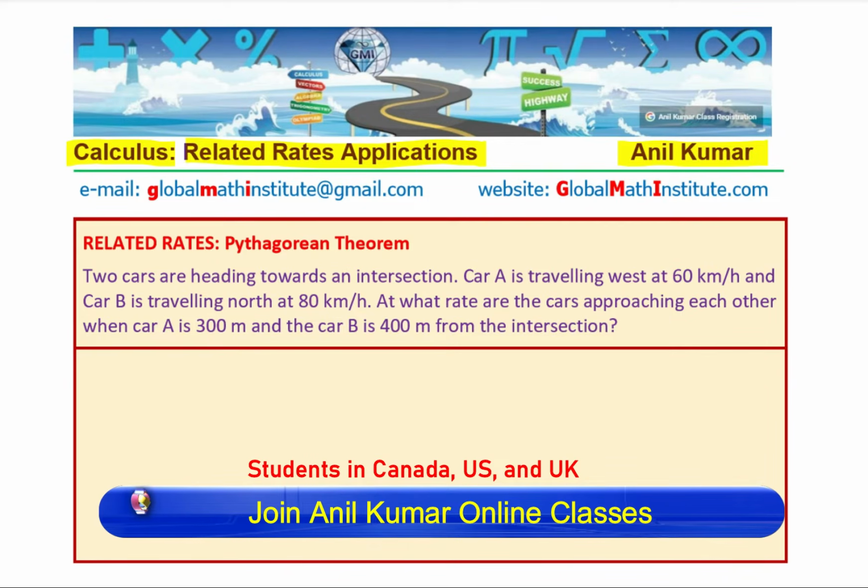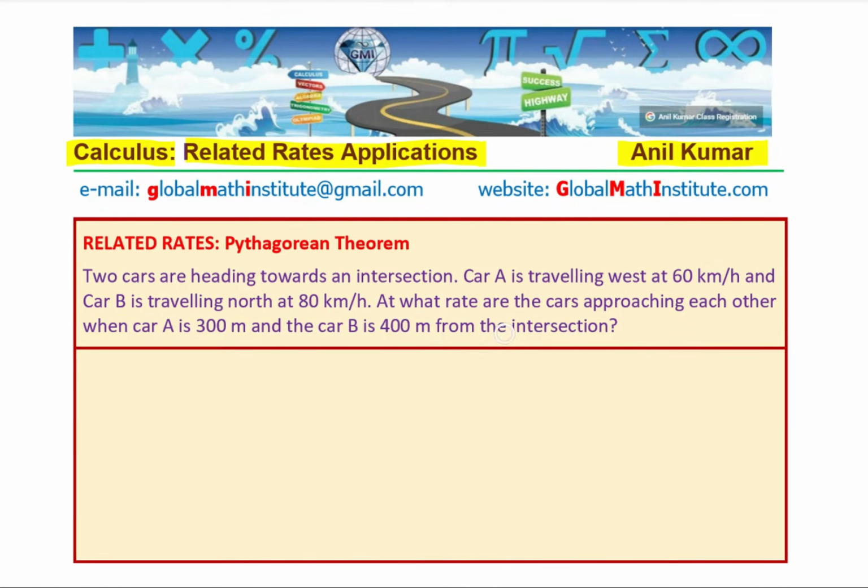The question here is, two cars are heading towards an intersection. Car A is traveling west at 60 kilometers per hour and car B is traveling north at 80 kilometers per hour. At what rate are the cars approaching each other when car A is 300 meters and car B is 400 meters from the intersection?